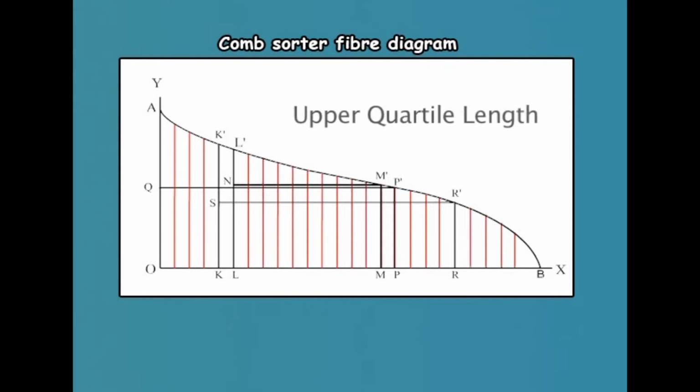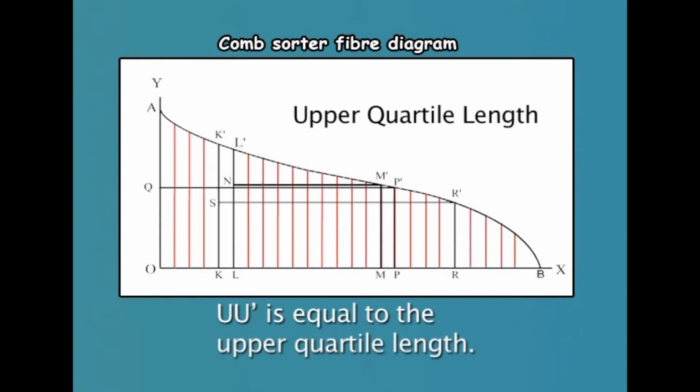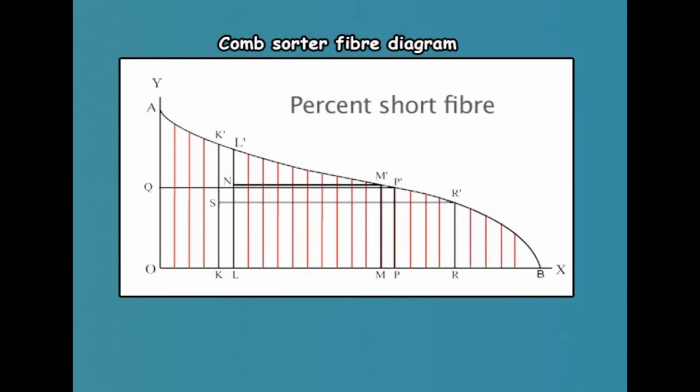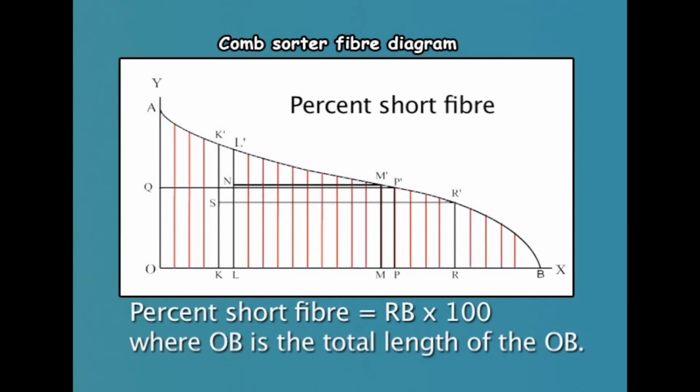Now to calculate the upper quartile length. Mark off OU, that is equal to OB divided by 4, and erect a perpendicular UU dash to cut the curve at U dash. UU dash is equal to the upper quartile length. To calculate the percentage of short fiber: percent short fiber equals RB divided by OB into 100, where OB is the total length of the base OB.